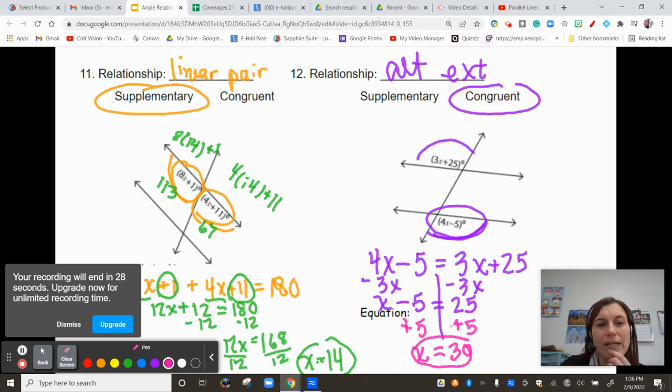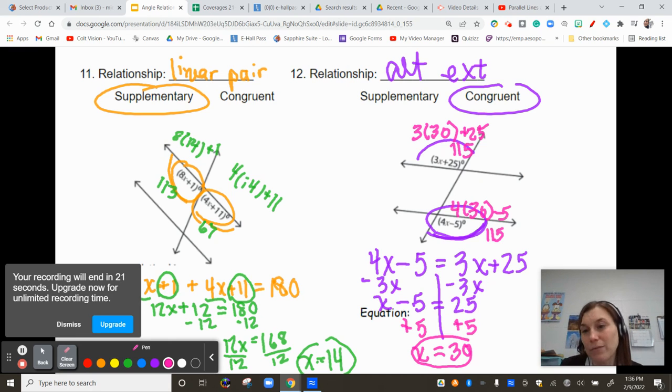So I just take this 30 and I put it back in. I noticed that when I substitute in 30 for both of those expressions, the result simplifies to 115, which is good because they're supposed to be equivalent. So both angles equal 115. So there you go. Those are the 4 examples. Thanks.